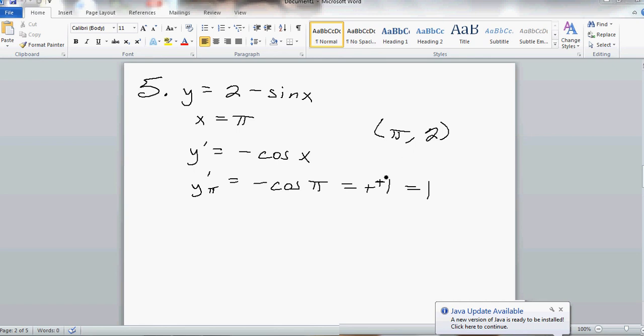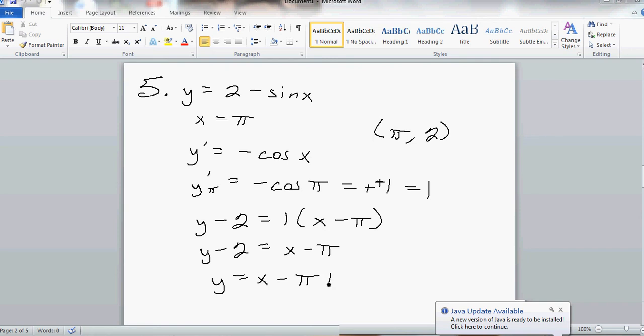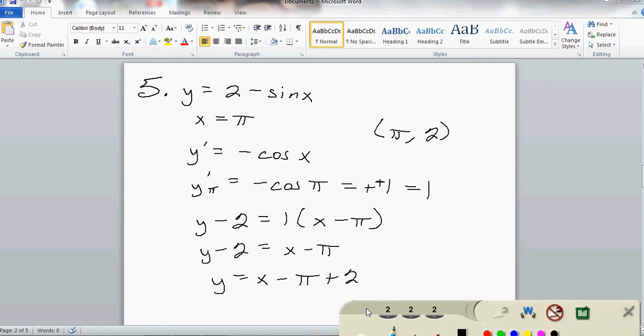And so, we know the slope is 1, we have the point, so we can say y minus 2, the y value, equals the slope times x minus the x value. Y minus 2 equals x minus pi, and add 2 to both sides, so that the final answer is y equals x minus pi plus 2. This is the tangent line to 2 minus sine x when x is equal to pi.